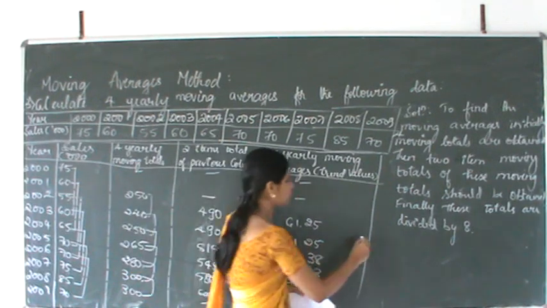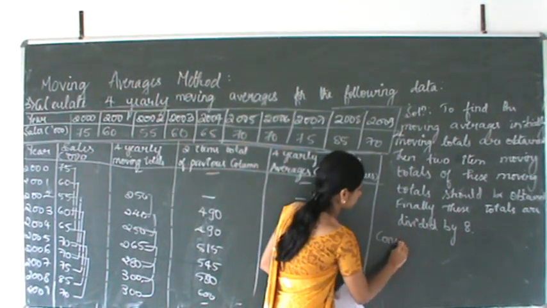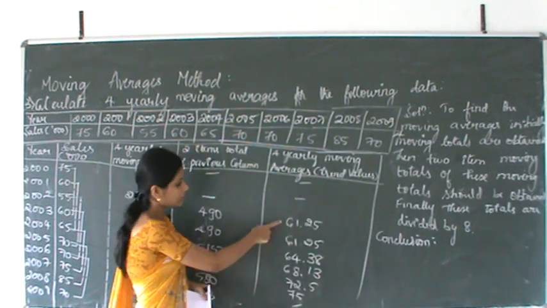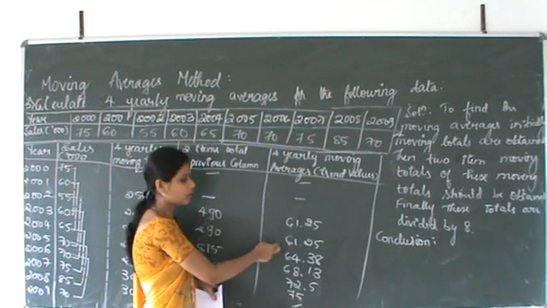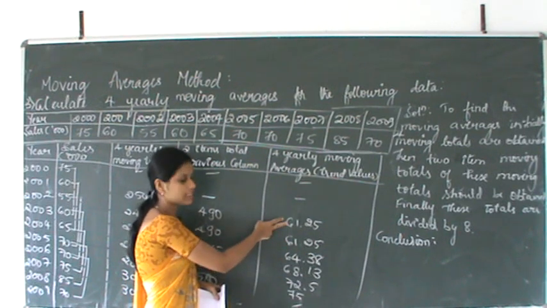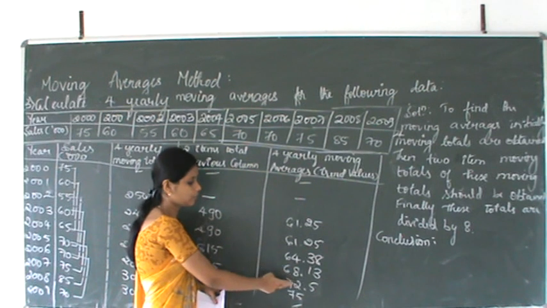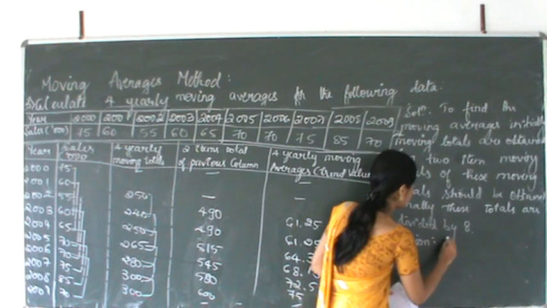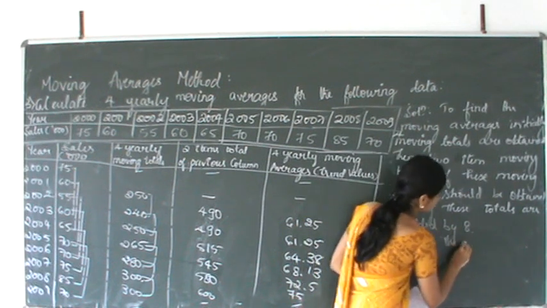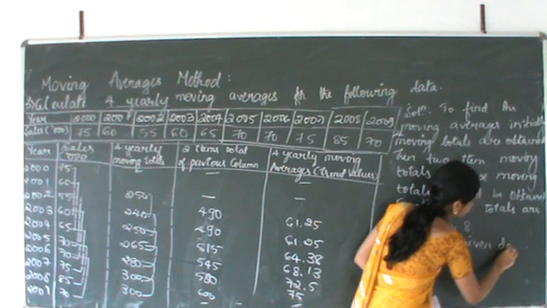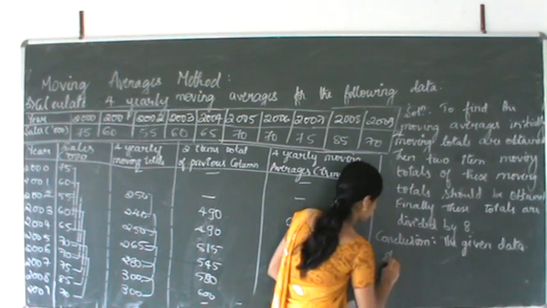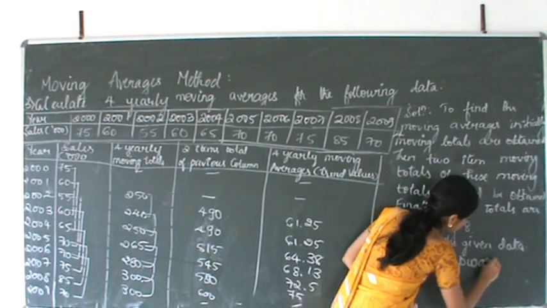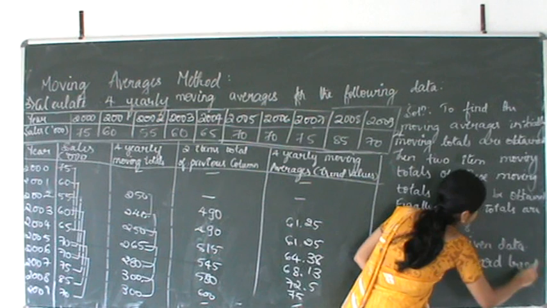Now we have to give the conclusion. See the trend values. The trend values are showing an upward trend because the values are increasing. First it was 61, next it is 61, 64, 68, 72 and 75. It is increasing. So we can write that the given data shows an upward trend.